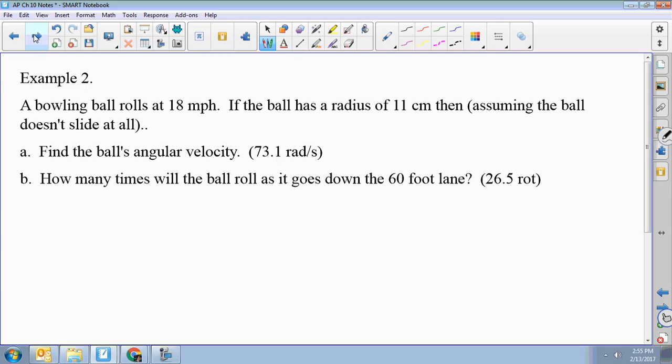Bowling ball rolls at 18 miles an hour. The ball has a radius of 11 centimeters. Then, assuming the ball doesn't slide at all, we're going to find some stuff. All right, so we got to talk about rolling. This is going to become, next chapter, when we get to chapter 11, even more important. But for now, let's just talk a little bit about some kind of basics.